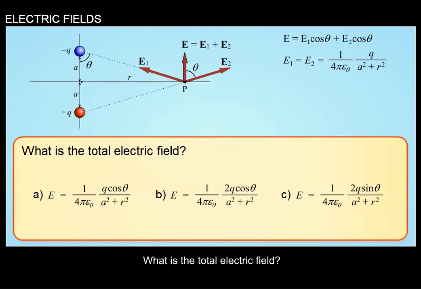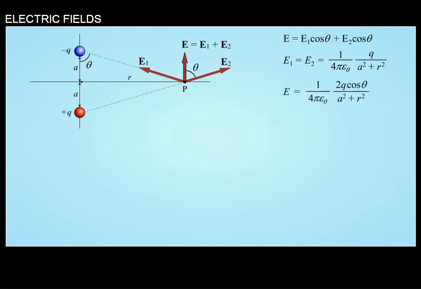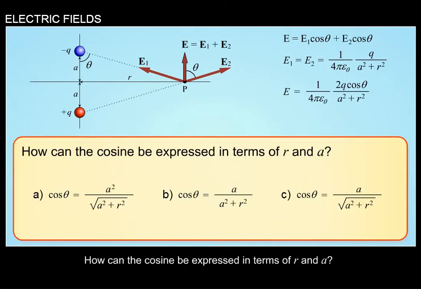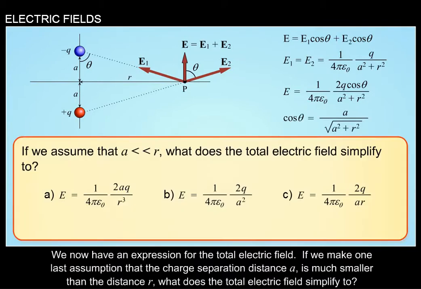Incorrect. Make sure. Correct. How can the cosine be expressed in terms of r and a? Correct. We now have an expression for the total electric field.